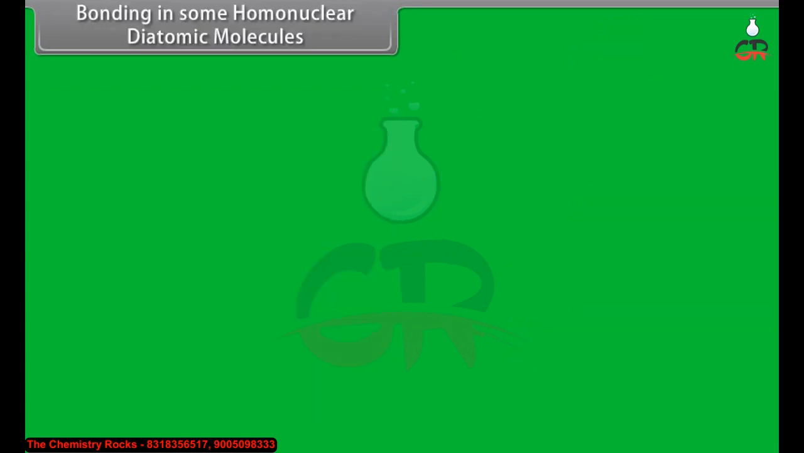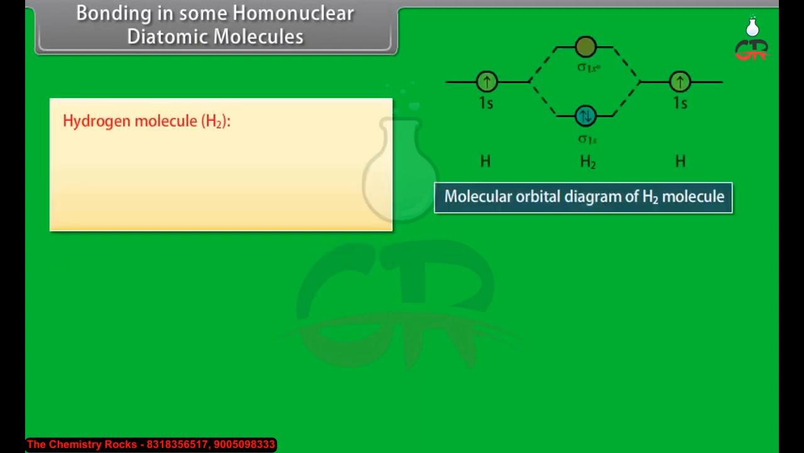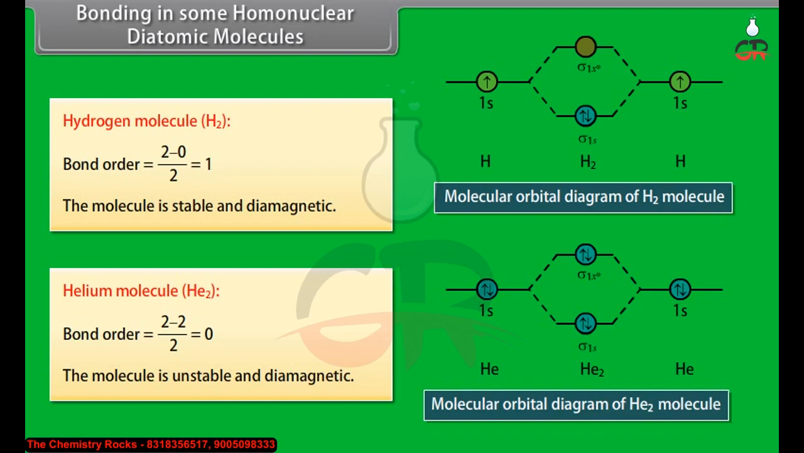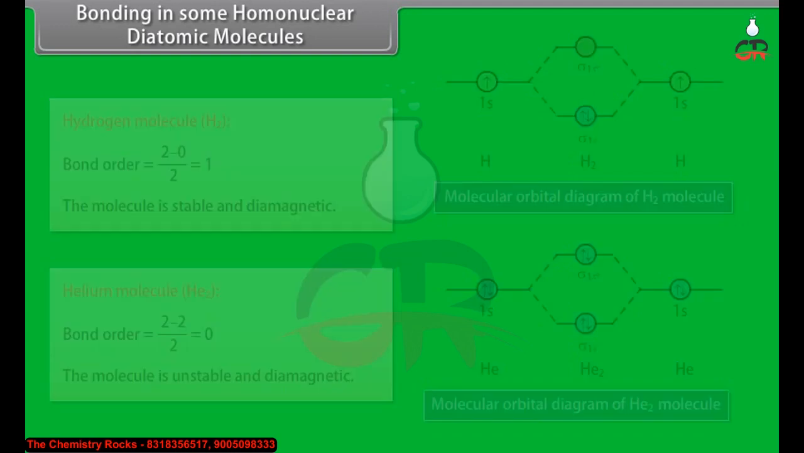Bonding in some homonuclear diatomic molecules. Hydrogen molecule H2. The value of bond order is 1. The molecule is stable and diamagnetic. Helium molecule He2. The value of bond order is 0. The molecule is unstable and diamagnetic.